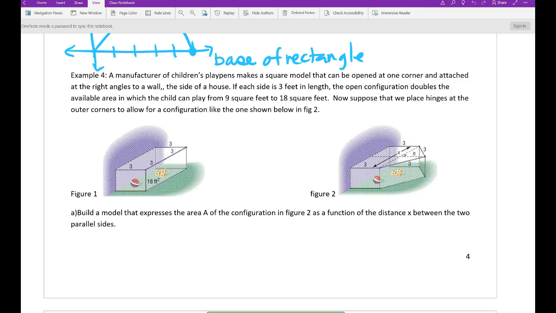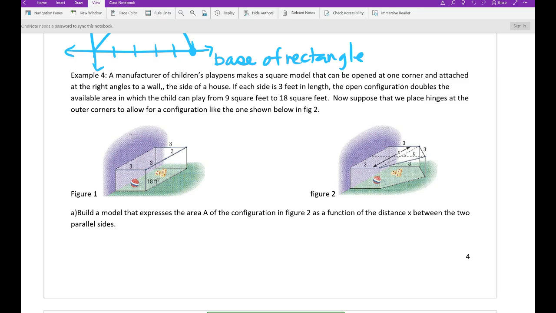Now, suppose that we place hinges at the outer corners to allow for a configuration like the one shown in figure 2. So let's talk about the first box. It mentioned a square. Why does it mention a square? How does this make a square? It was originally square. Can you see how this is now double? What if you cut it in half?